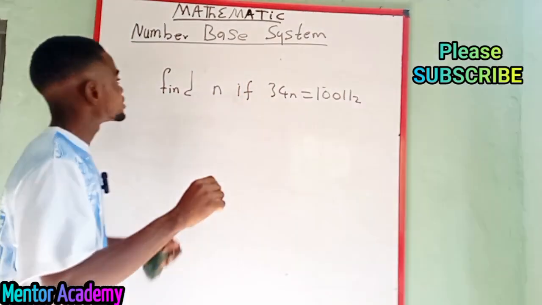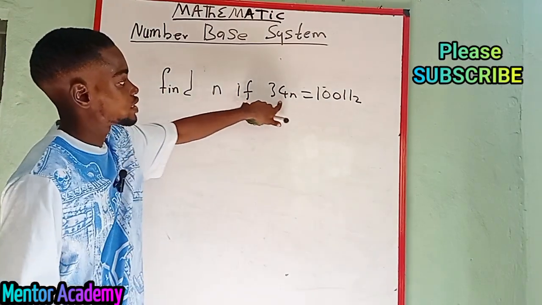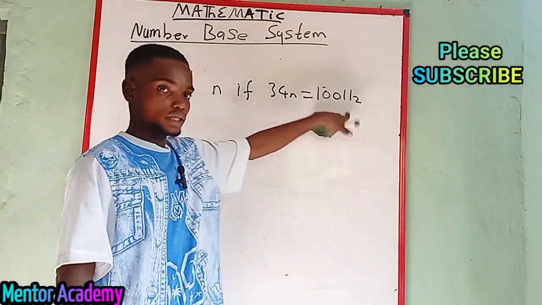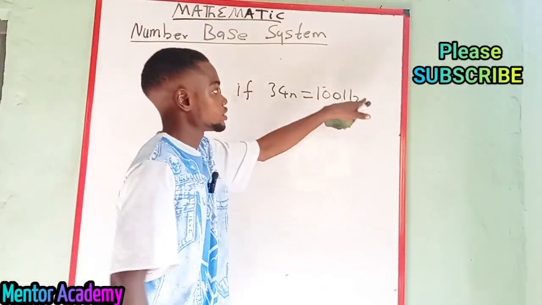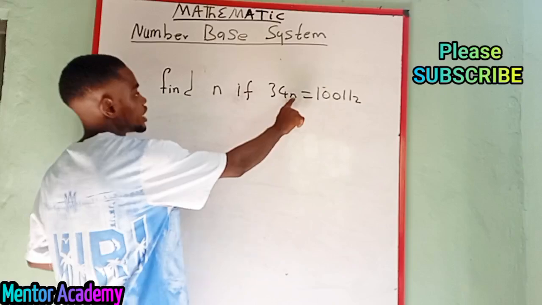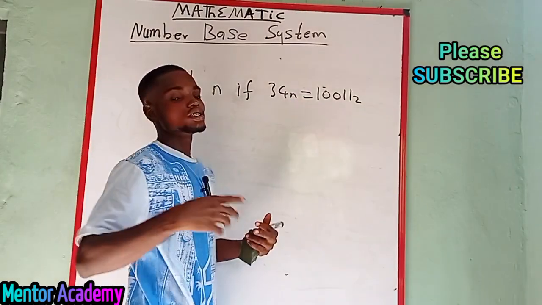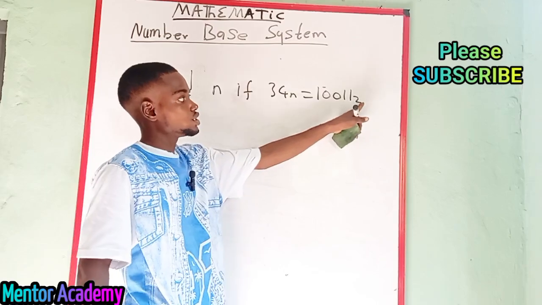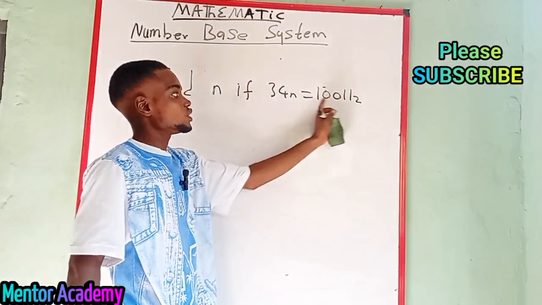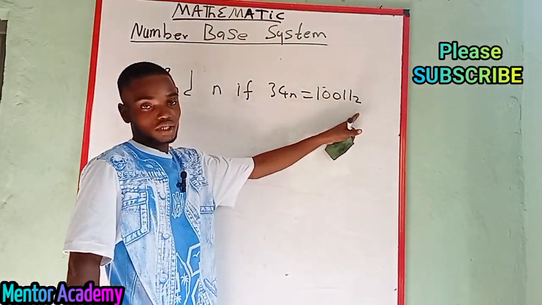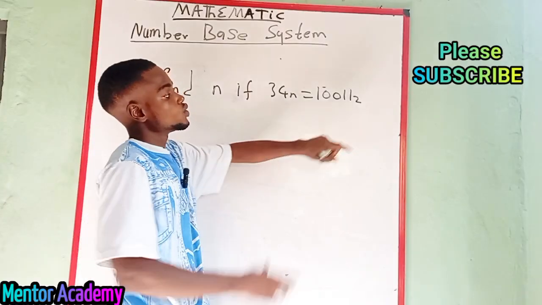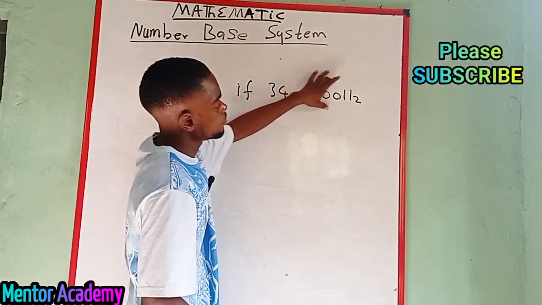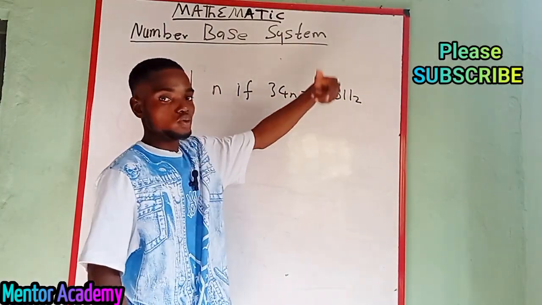In this question, we have: find n if 34n equals 100,112 base 2. To be able to get this n, notice that this n here is in an unknown base. We don't know the base of this number, but we know this other base. So since these numbers are equal to each other, what we need to do is convert this base 2 number to base 10.